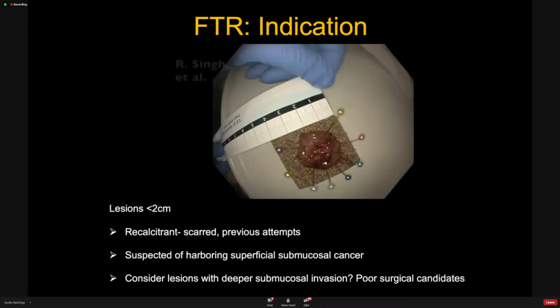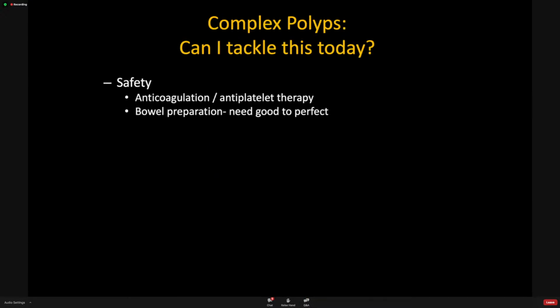Having said that, the risk of appendicitis is about 14% in those patients. So I just end with this for complex polyps. We know that for polyps which are 20 millimeters or less, we can use cold snare techniques. We can also use hot snare techniques if they're more bulky or sessile.